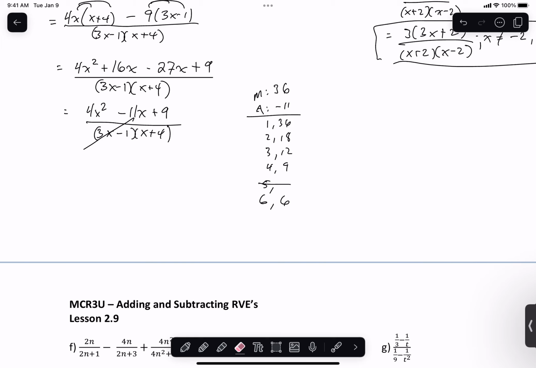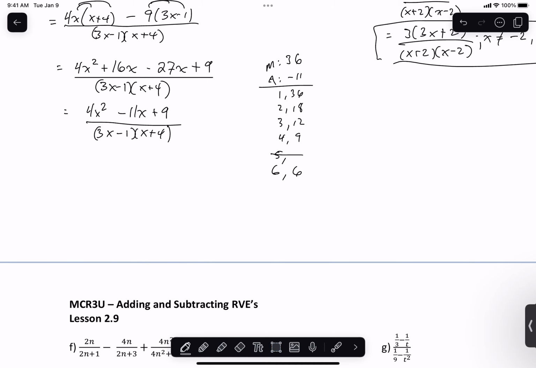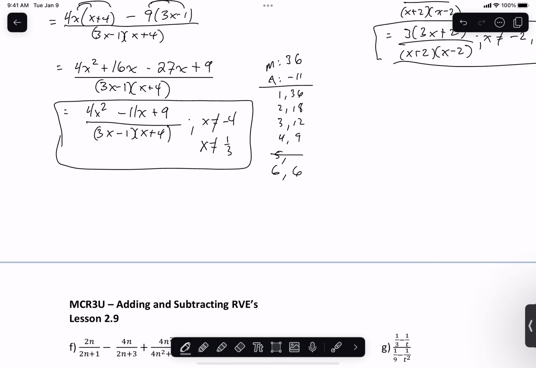Okay? Is that okay? So the simplified version there is, because that can't be factored, we're done. But you also have to state the fact that x can't equal negative 4 and x can't equal 1/3. Okay?